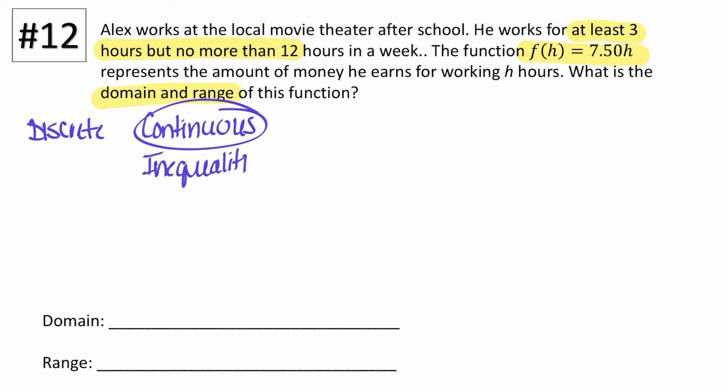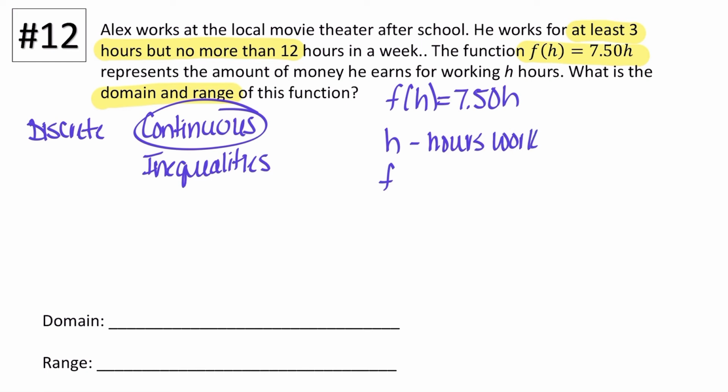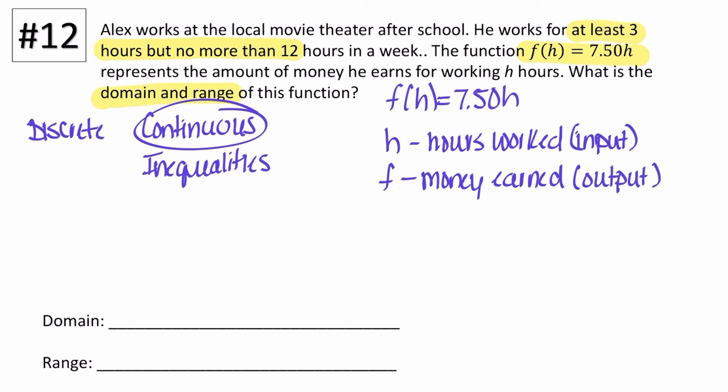Okay, now let's figure out the input and output values. We have the function f of h equals 7.5h. So we have the input values of h and we have the output values of f. So h represents the hours he works, and then f represents the money he earns. So since h is our input, that is going to be our domain, and then f is going to be our output, so that is going to be our range. So domain will be h, range will be f.